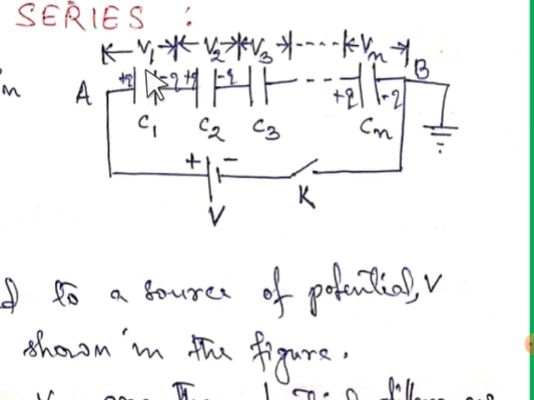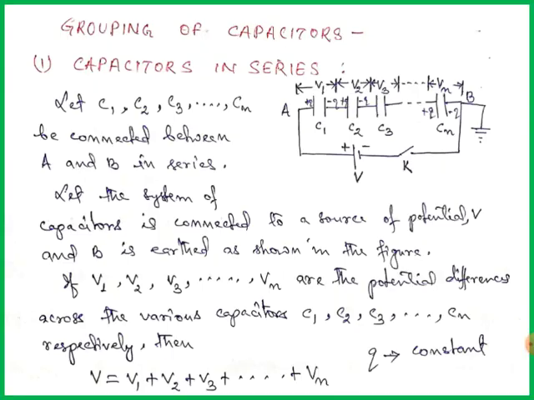Let V1, V2, V3 and so on up to Vn be the potential differences across the different capacitors C1, C2, C3 up to Cn respectively. Obviously, the sum of these potential differences, V1 plus V2 plus V3 and so on up to Vn, will be equal to the applied potential difference. So let's see the description.